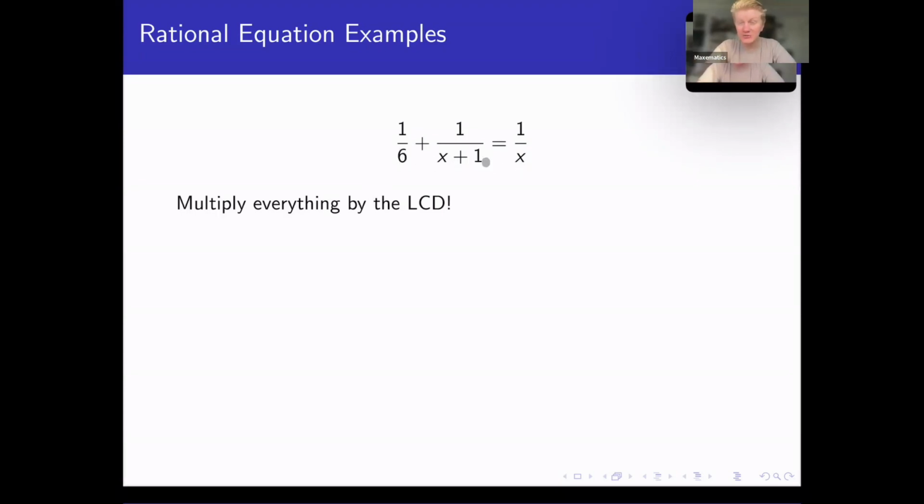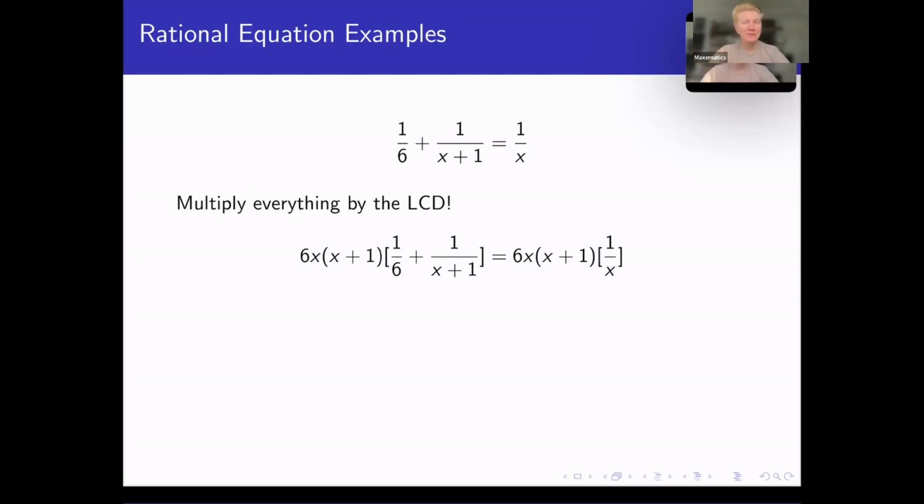Well, I know x plus 1 and x look a lot alike, but as factors, they don't have anything in common, right? If x is 2, then this is 2, and this is 3. So 2 and 3 don't have anything in common. So instead, multiply everything by the LCD. Our LCD would be 6 times x plus 1. And we're going to multiply it on both sides.